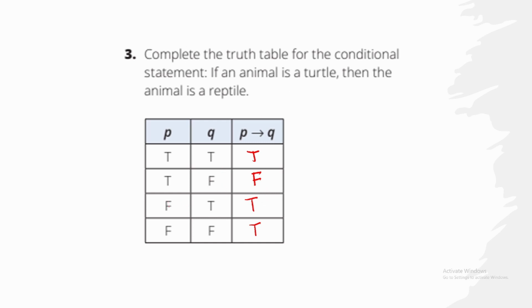Next, if an animal is not a turtle, then it's a reptile. That's true. That works. And then last, if an animal is not a turtle, then it is not a reptile. That also works, right? Because we have animals that aren't turtles that are reptiles and animals that aren't turtles that are not reptiles. This is our pattern. And if you know this grid right here, this works for any truth table, for any conditional statement.